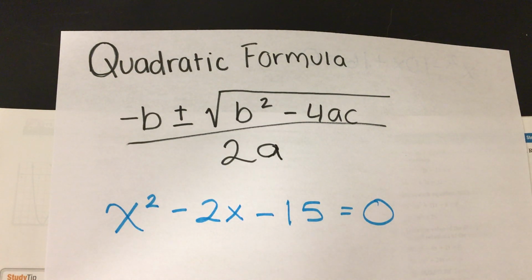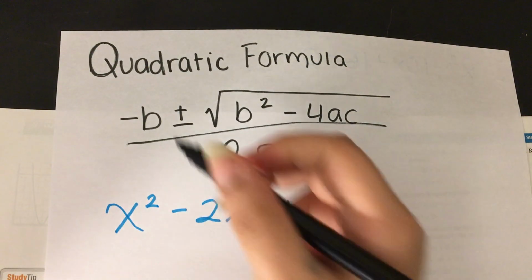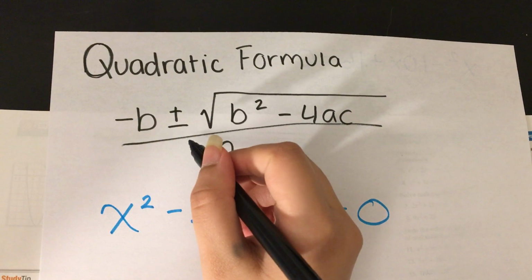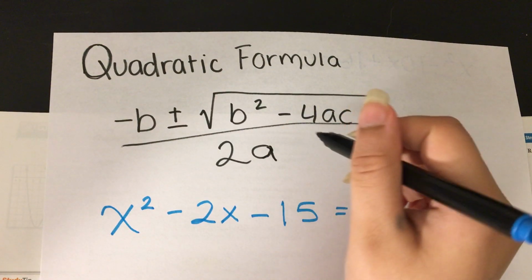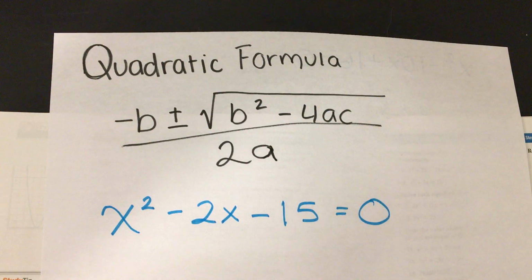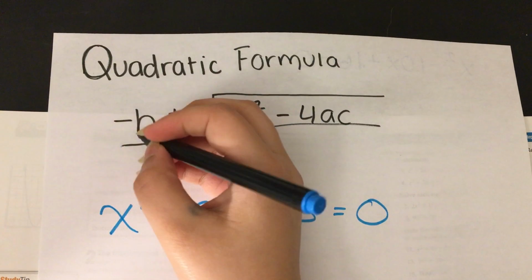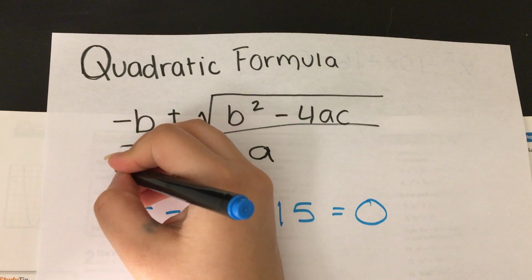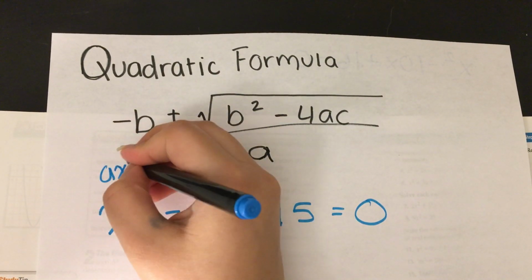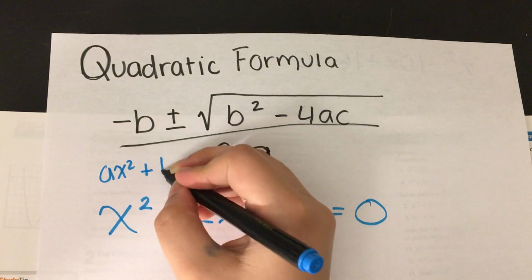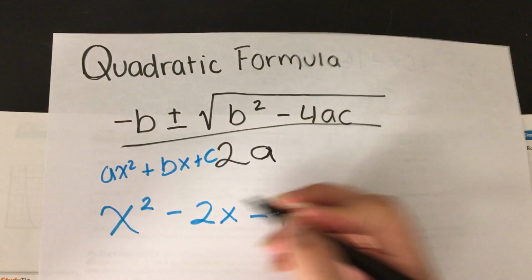In this video, you are going to learn how to solve using the quadratic formula. The quadratic formula is negative b plus minus the square root of b squared minus 4ac, divided by 2a. Now, you might be wondering, what are all those letters for? Well, it's for the regular quadratic equation, which is ax squared plus bx plus c.